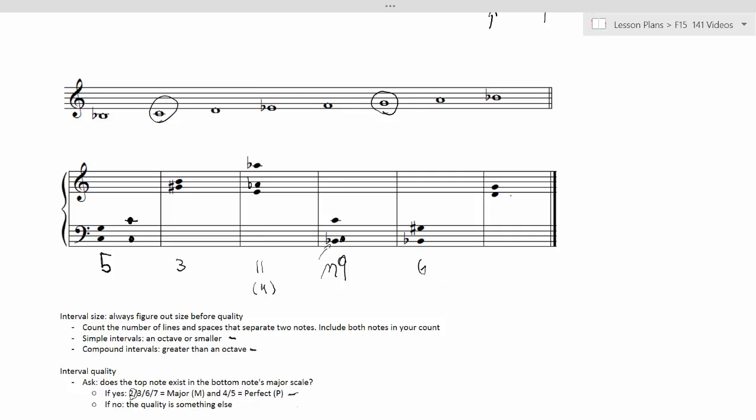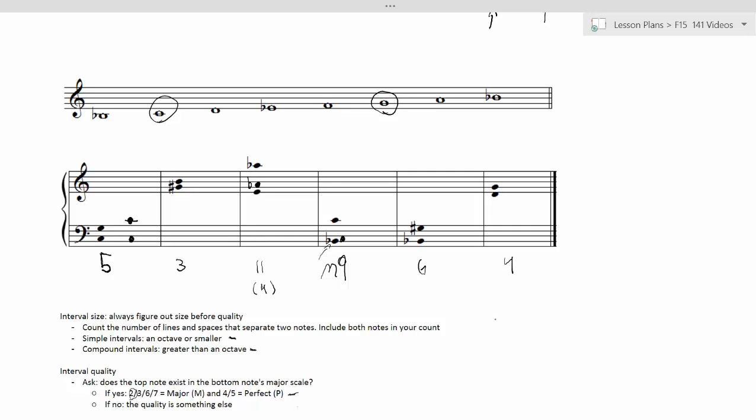Okay, let's do one more. Here's D to G. So this time we're going to be dealing with D major, and I haven't written that scale out, so we'll have to think through it a little bit in our heads. So first things first, size. D is 1, 2, 3, 4, so this is a fourth. If I go down to my list here, fourths and fifths are perfect if the top note exists in the bottom note's major scale. So now I need to know, does G exist in the major scale of D, right?